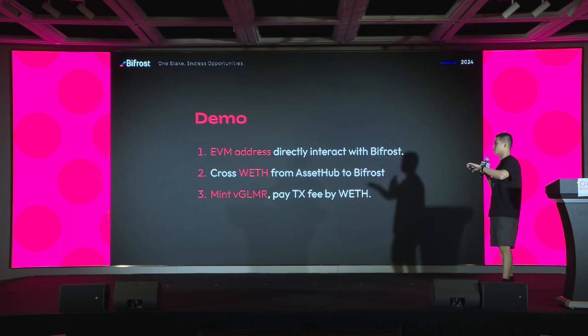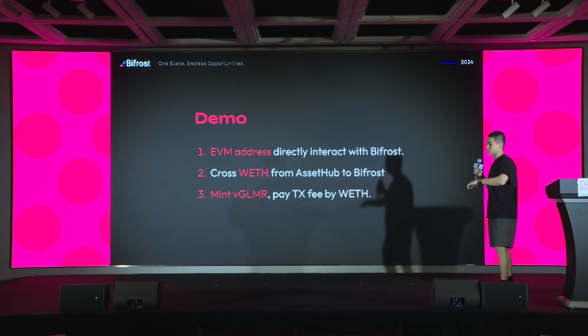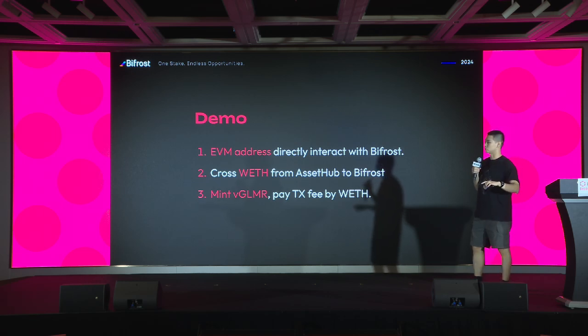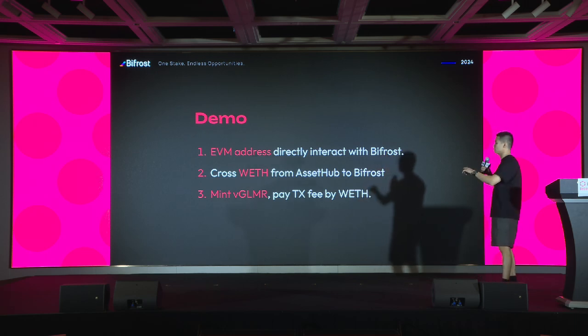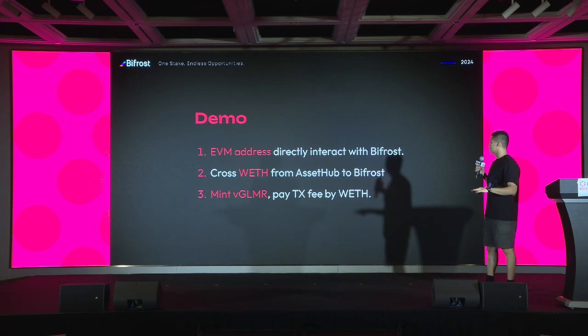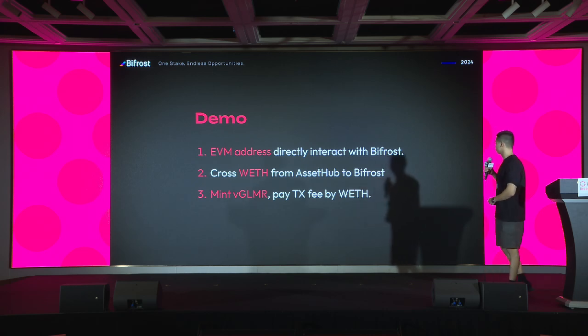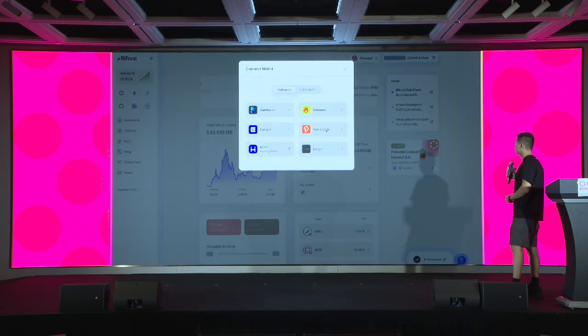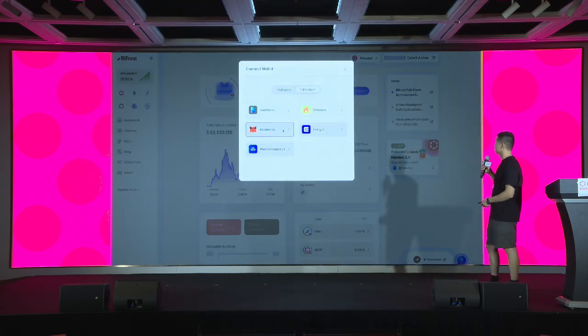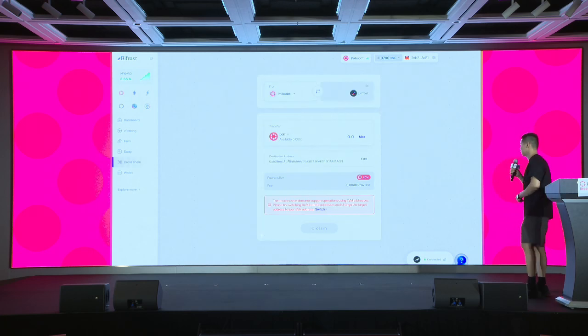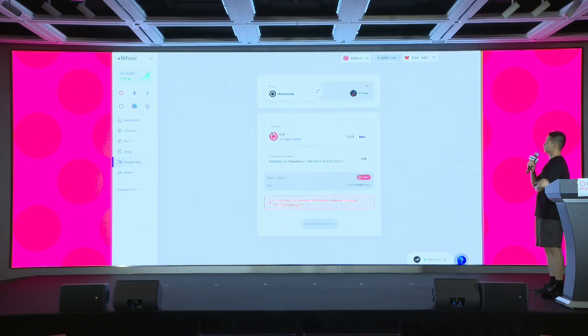I'm using my EVM address from Moonbeam and directly using it on Bifrost, paying the transaction fee in WETH and minting vGLMR, which is liquid staking of Glimmer on Bifrost, in three steps. Firstly, connect with MetaMask with my EVM address on Bifrost, then select Moonbeam and select the asset I want to stake with Bifrost, which is Glimmer, and then I deposit it.